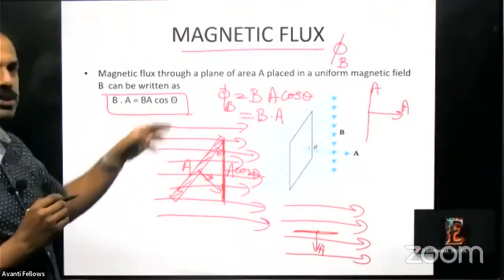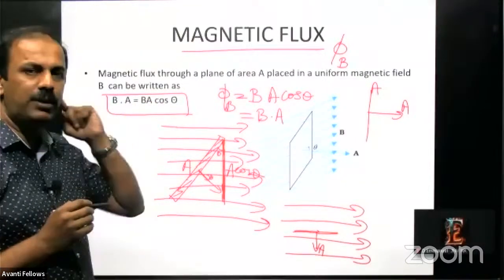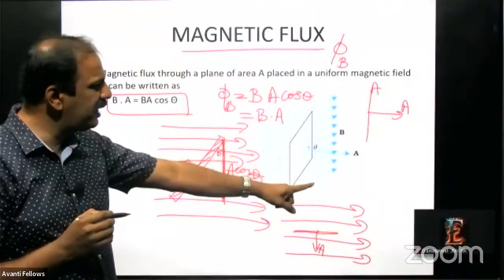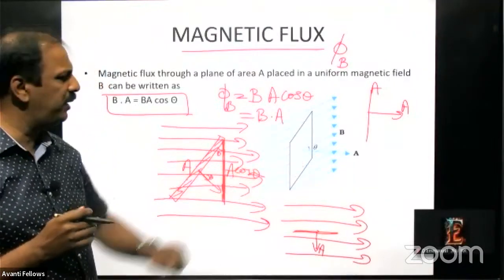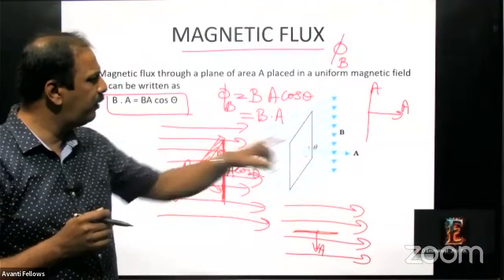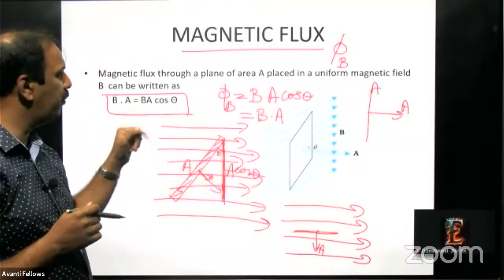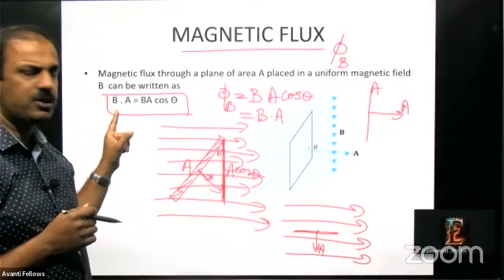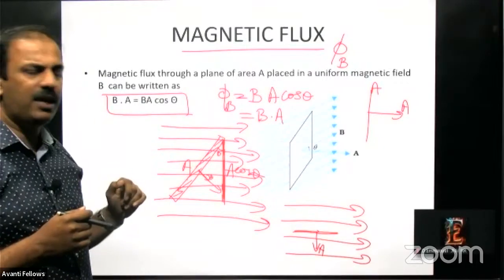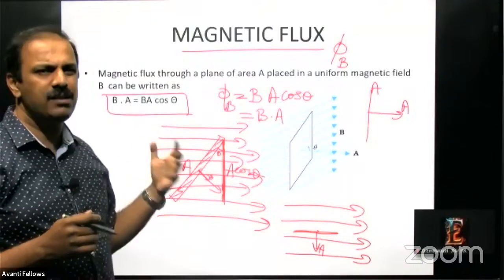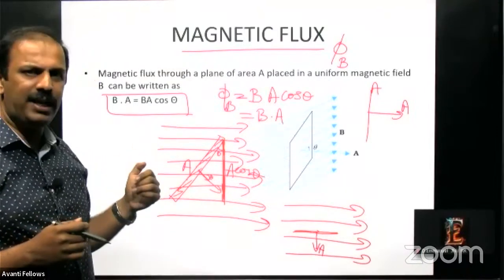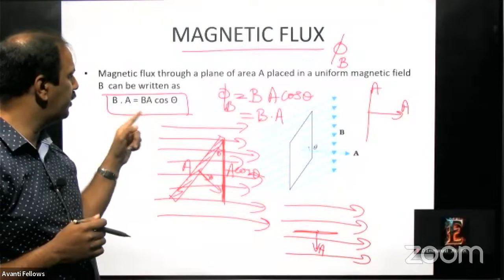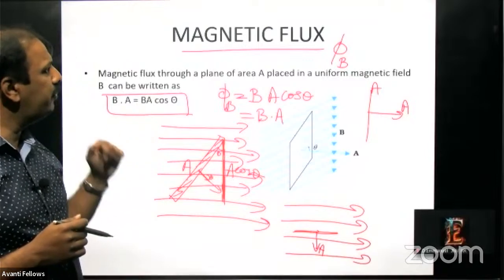How this B A cos theta is coming, or what is the importance of that, that's what we discussed here. In this diagram also, the same thing is explained: how this flux becomes B A cos theta or B dot A. And you can see that this is a scalar product. So this flux will be a scalar quantity. This magnetic flux, just like electric flux, will be a scalar quantity. We are taking a dot product here. So that's about magnetic flux.